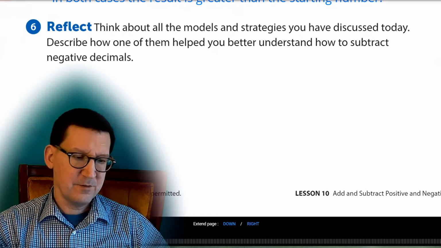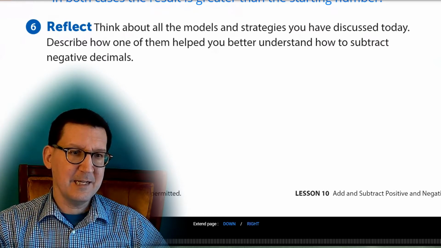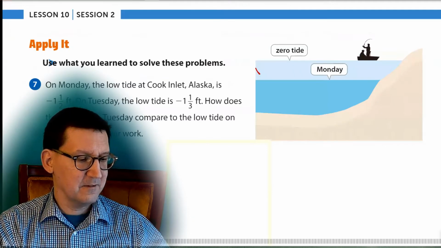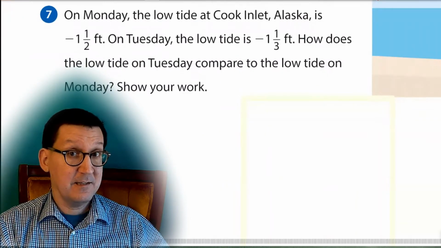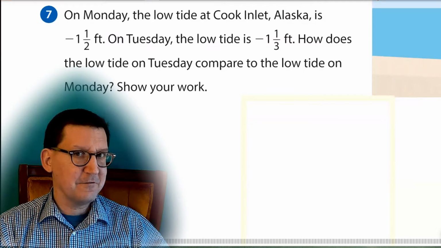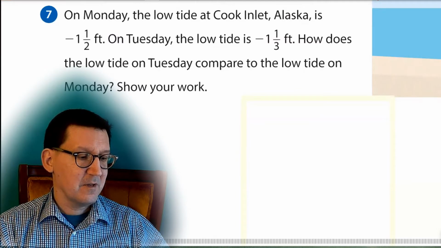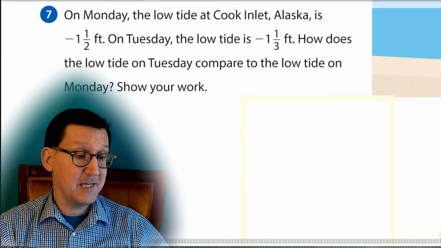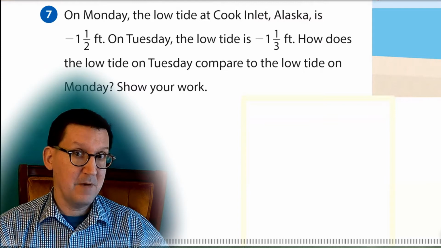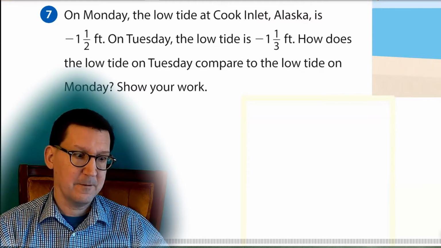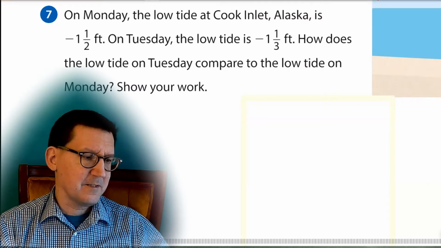Let's look at our next page. Let's go to page 190. Let's do a couple examples together. Okay, on Monday, the low tide at Cook Inlet, Alaska is negative 1.5 feet. On Tuesday, the low tide is negative 1 1/3 feet. How does the low tide on Tuesday compare to the low tide on Monday? And show your work. Well, let's take a look at this.